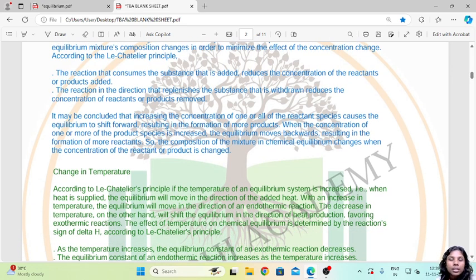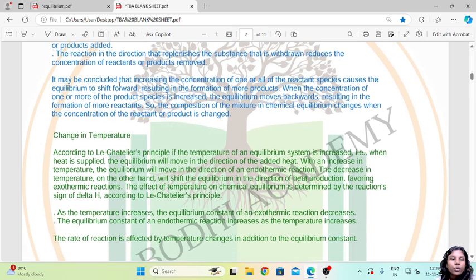Now what does this Le Chatelier's principle say? It says that a reaction consumes the substance that is added, so whatever substance is being added gets consumed, and this reduces the concentration of the reactants or products added. Either you add to the reactant side or to the product side, overall the concentration is reduced. The reaction in the direction that replenishes the substance that is withdrawn reduces the concentration of reactants or products that are being removed.